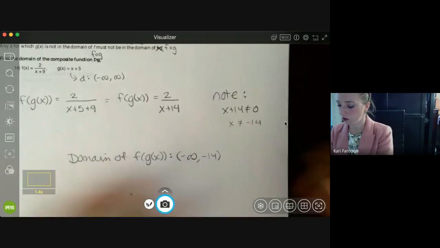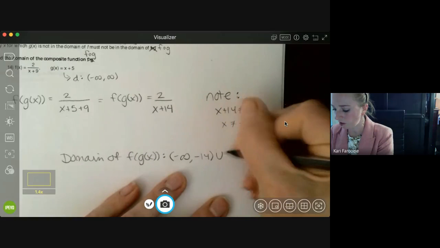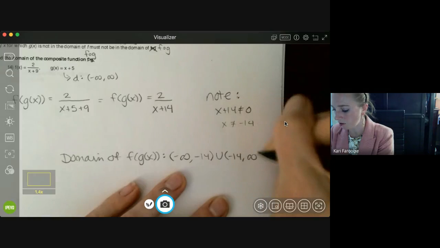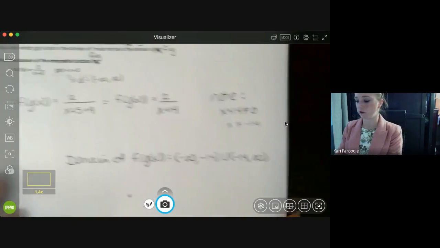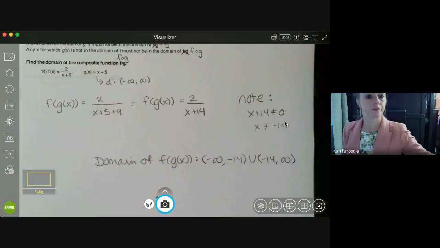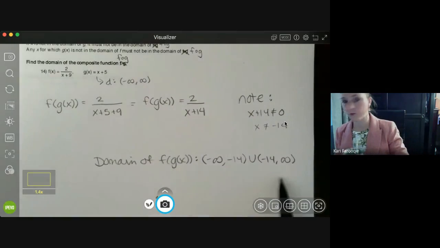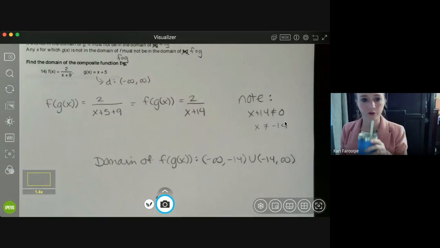But you're not going to include negative 14. You're going to pick your interval back up again and send it off to infinity. So this will be any real number except for negative 14.